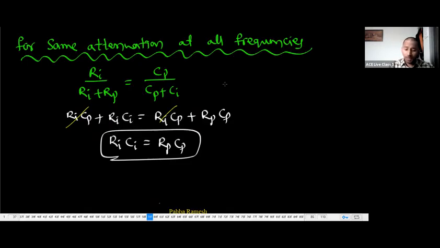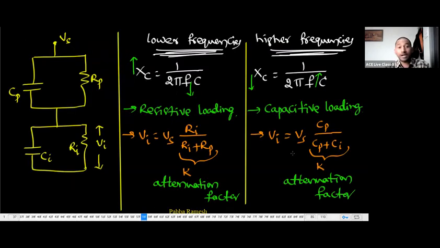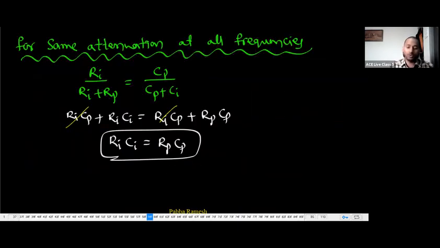Before this topic, I did not say the voltage drop attenuation will be the same. I said attenuation should be the same. So in order to get the same attenuation, this is what we have to do as the manufacturer. That is the point. Clear? Right now, this is the total condition related to the CRO probe.